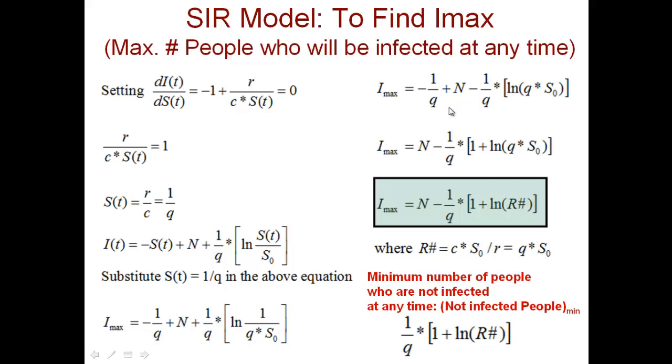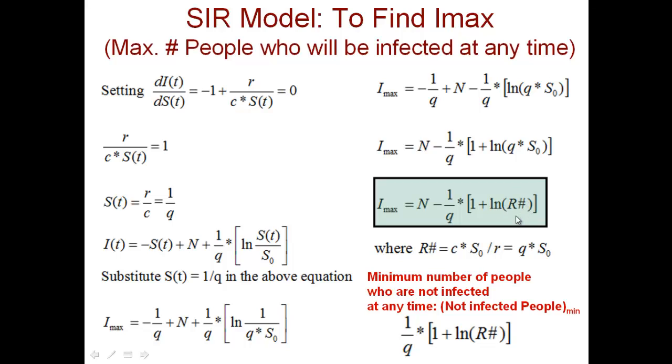Now this 1 over Q is like a common term here. So N minus 1 over Q times, for this 1 over Q we have a 1 because it's 1 over Q times 1, so minus 1 over Q. Then for this 1 over Q we have log of Q times S(0). So Imax is N minus 1 over Q times 1 plus log of Q times S(0). Now I'm going to call this Q times S(0) R hash, and write it simply as 1 plus log of R hash.